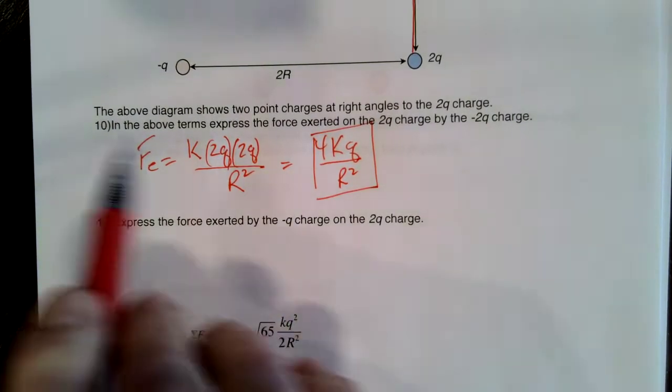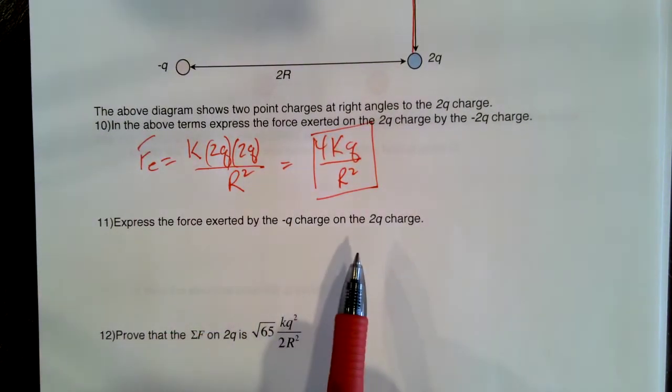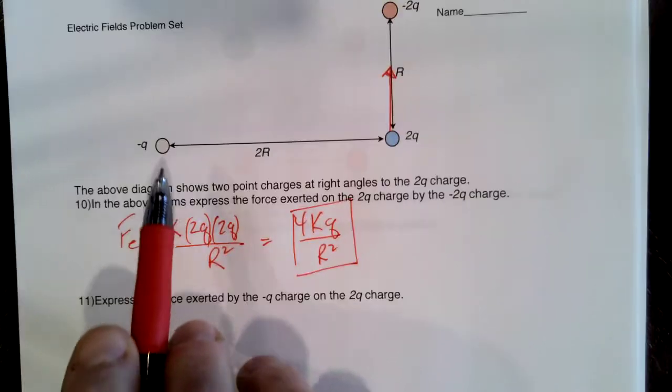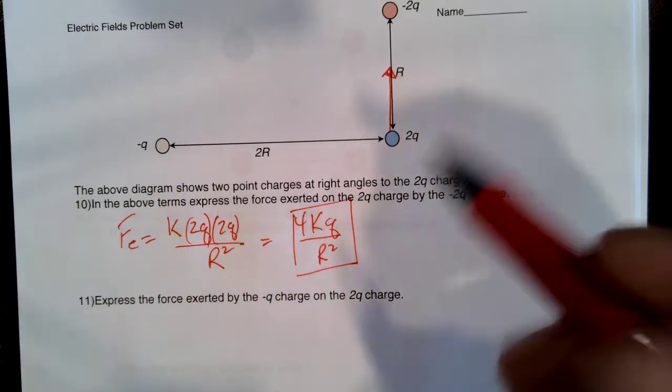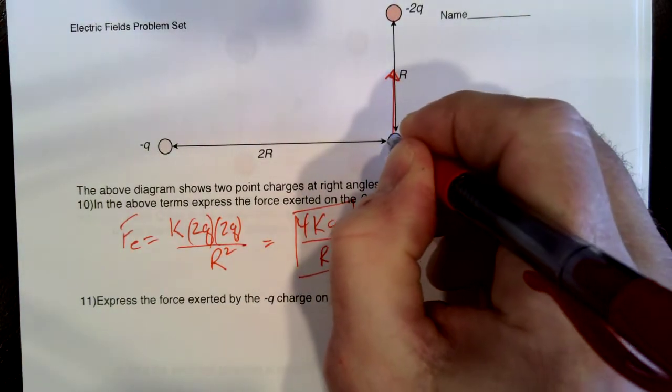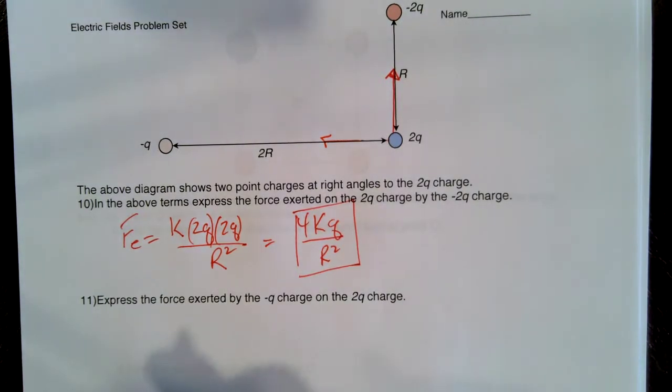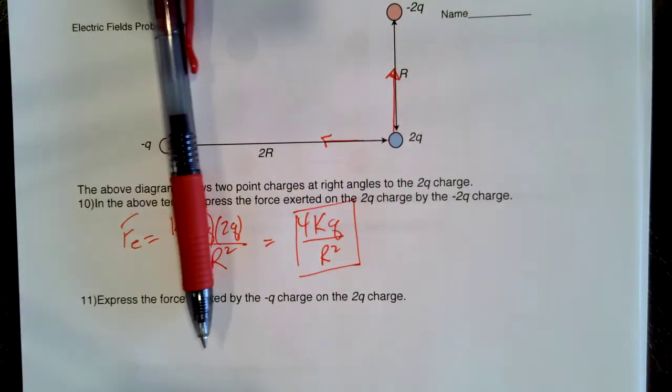All right, it's going to be the force on the two by the -Q charge on that. Once again, negative, positive. These guys are opposite. That's a force of attraction. That's going to pull it this way. You know what? I should do that in blue.